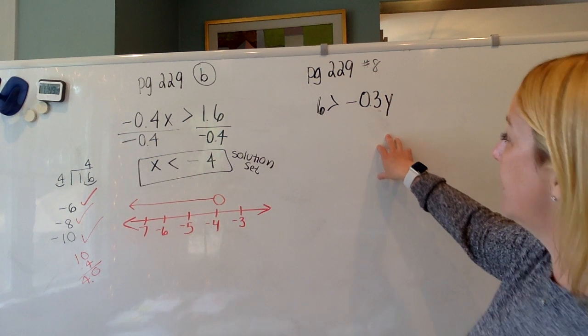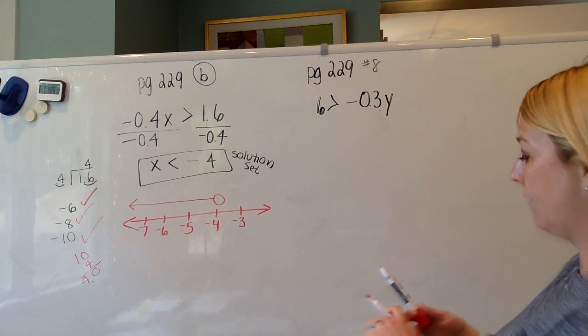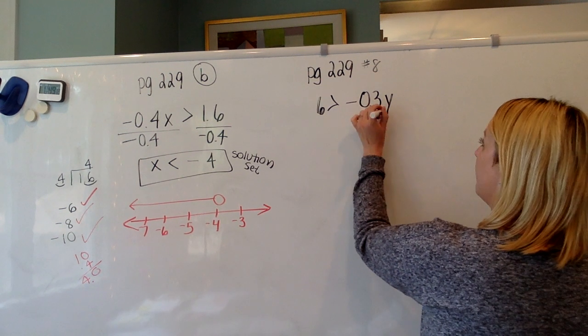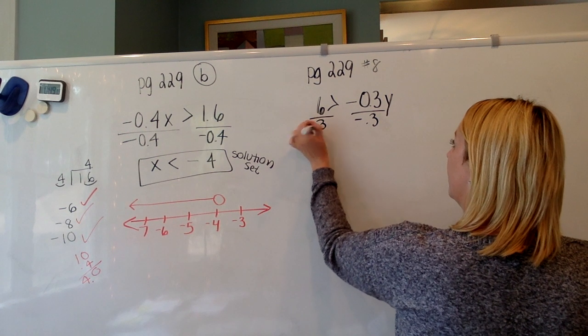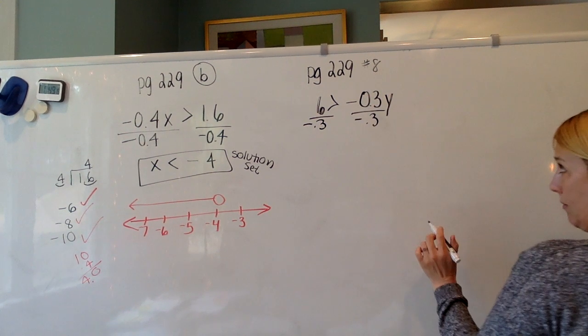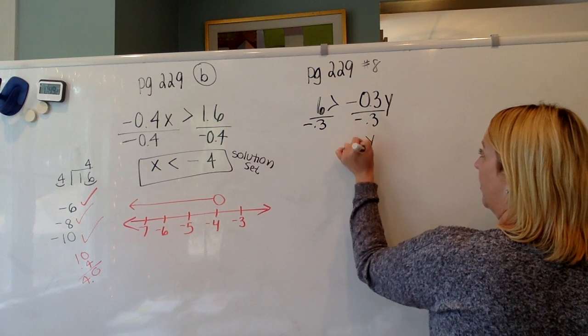Let's go over here. 6 is greater than negative 3/10 y. So we're going to divide by negative 3/10, divide by negative 3/10, because we want this to be y alone, a positive y.